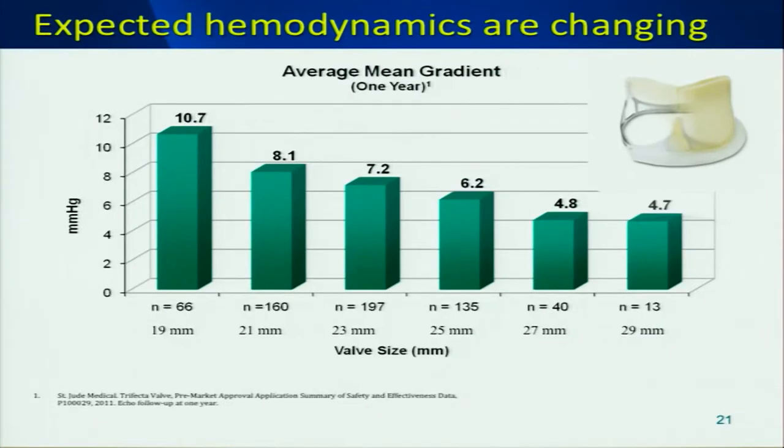So this is what I commented on earlier. The mean gradients have really fallen. You know, mean gradients of even down to 4, all less than 10. This is for one particular manufacturer. This is what I was talking about, how the valve leaflets, the struts, are actually inside the opening.